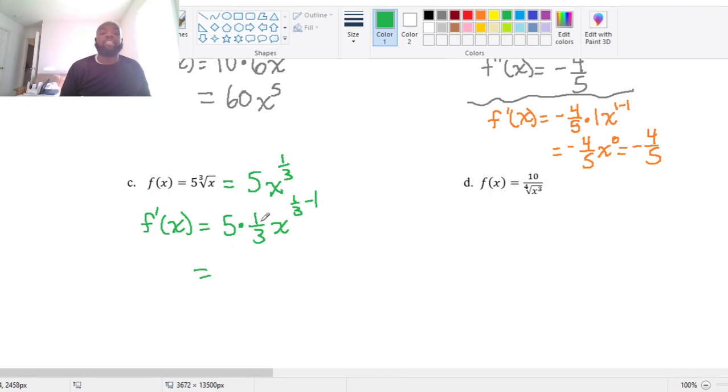And so I get 5 times 1/3 is 5/3, and then 1/3 minus 1 is negative 2/3. So my derivative is 5/3 x to the negative 2/3. All right, let's go to part F.